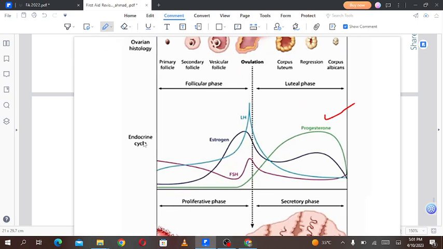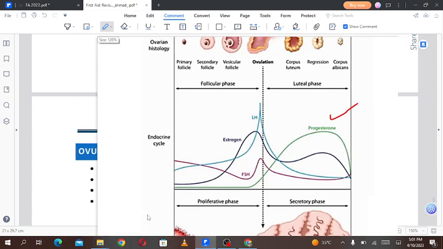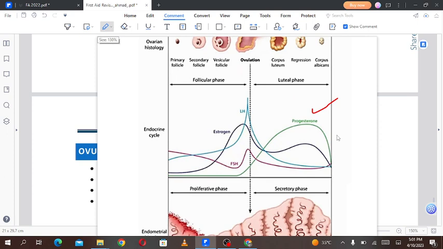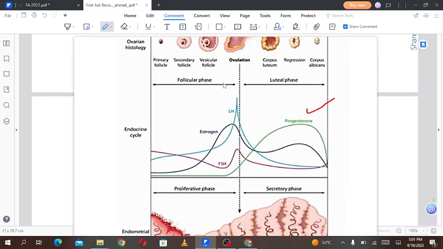This is ovarian histology, this is the endocrine cycle, and at the bottom we have the endometrial histology. So this is the endocrine cycle. You can say this is happening in the blood, this is happening in the ovary, and this is happening in the uterus. The picture is divided into three parts: the ovarian events, the blood events, and the menstrual or uterine events. This is the ovarian cycle, this is the menstrual or endometrial cycle, and in the middle we have the hormonal picture in the blood.